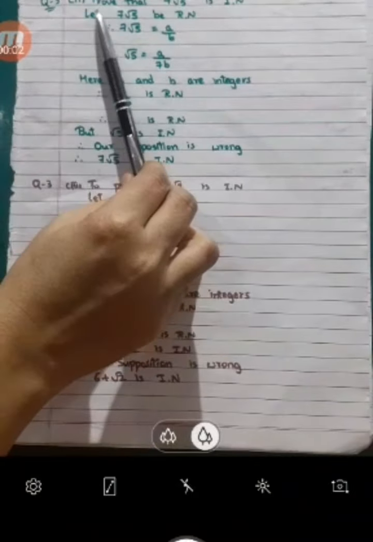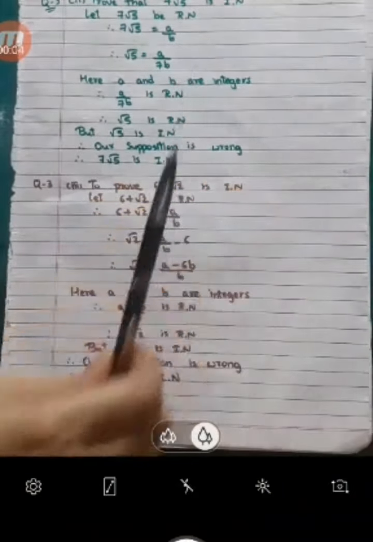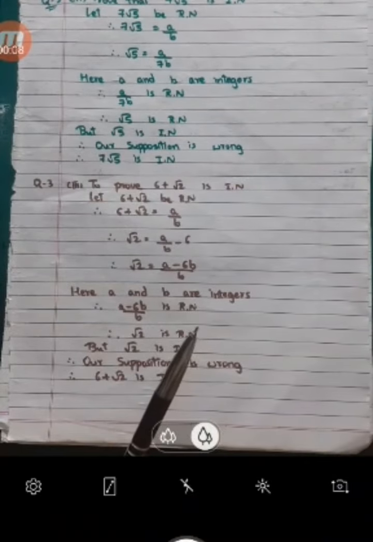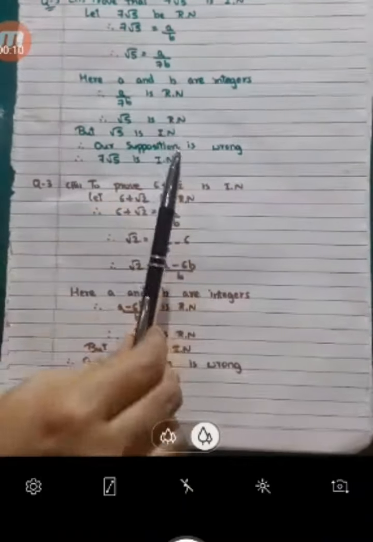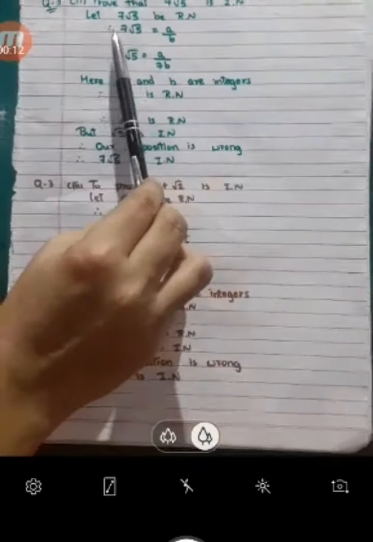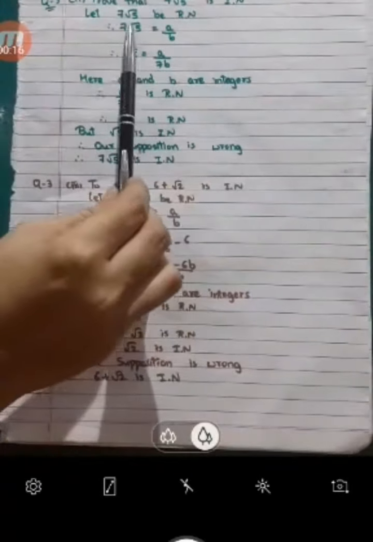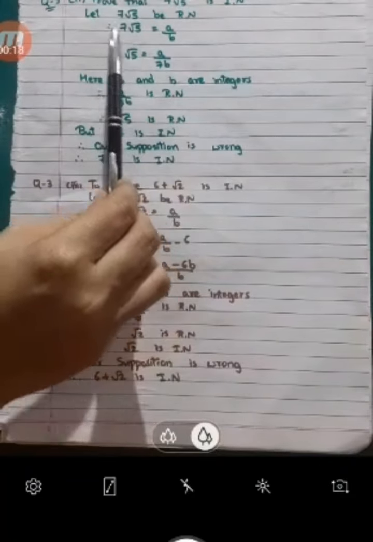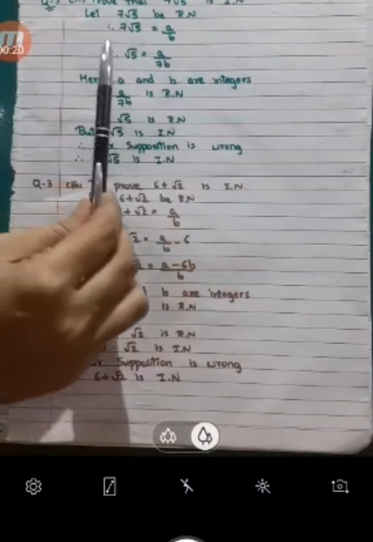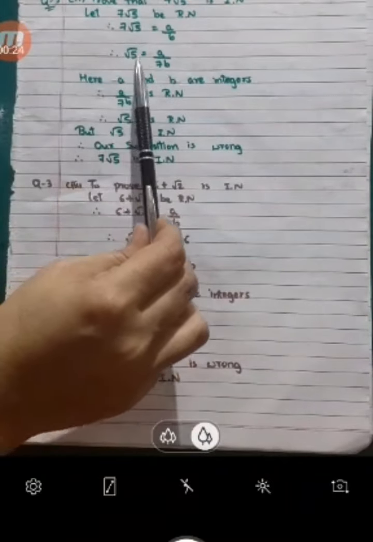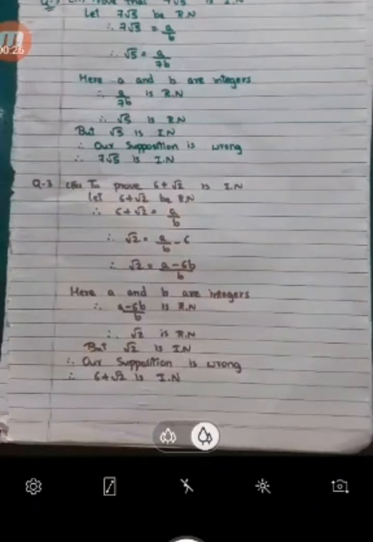Next question. Prove that 7 root 5 is an irrational number. What will we suppose? We will suppose let 7 root 5 be a rational number. Again, now rational number means 7 root 5 is equal to a upon b. Now we want only root 5. So this 7 we will take to the right side. Multiplication becomes division. So this will become root 5 is equal to a upon 7b.